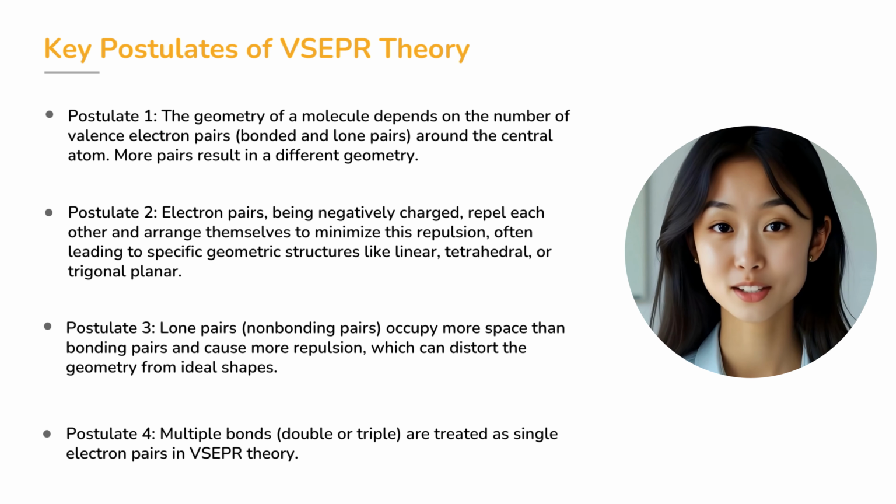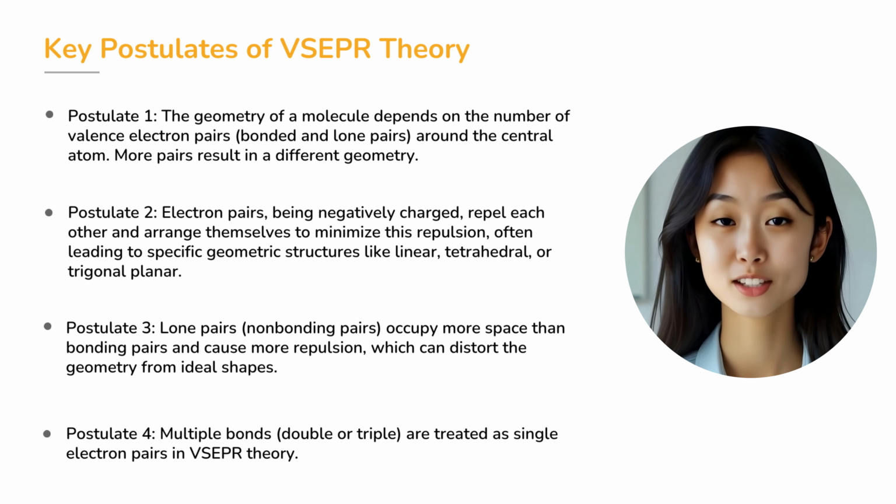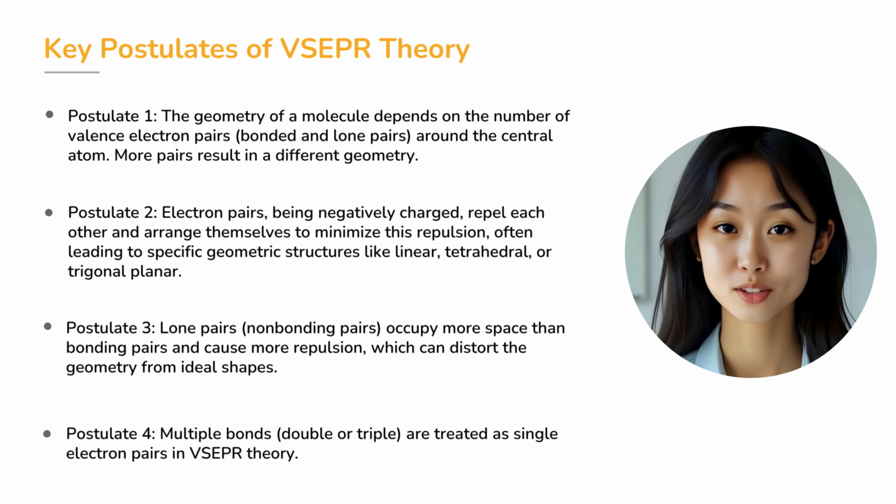That brings us to the second postulate. Electron pairs push each other away because they all carry a negative charge. To minimize this repulsion, they take up specific geometric positions. This leads us to some familiar shapes like linear, trigonal planar, and tetrahedral. It's fascinating to see how this theory explains the structure of molecules from simple water to complex compounds.